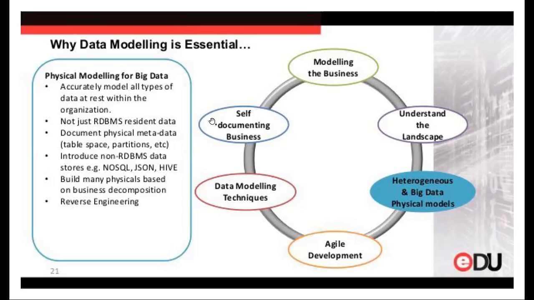That is what is shown in our diagram. That's modeling for the business. First you have to understand the landscape, meaning the domain of that business and the actual requirements of that system, and then identify the heterogeneous and big data physical models. For that purpose you have to use agile development, which is continuous and contiguous development. Identify the data modeling techniques for that purpose, and you can have the self-documenting business. That is an ongoing process, okay, it's like a circular process.